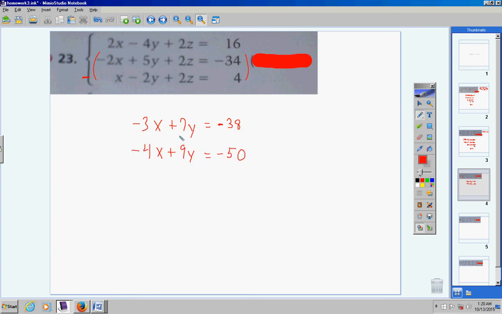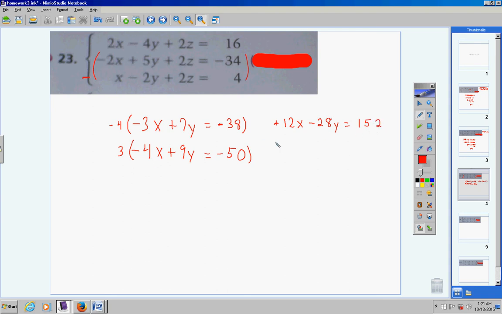Now, let's solve this simple two-variable equation. I'm going to make the 3 and the 4 become a 12. They're both negative. So I'm going to multiply the top by a negative 4 and the bottom by a positive 3. Okay, that will give me a positive 12x, a negative 28y, and a positive, because a negative times a negative is positive. Let's see, 38 times 4 is 152. We have some pretty big numbers, but again, that's what your calculator's for.